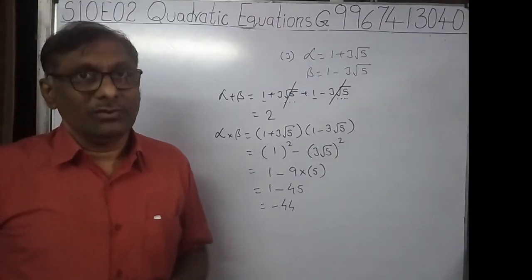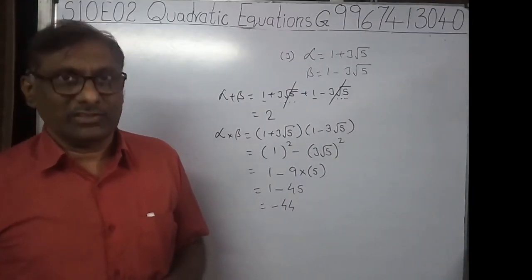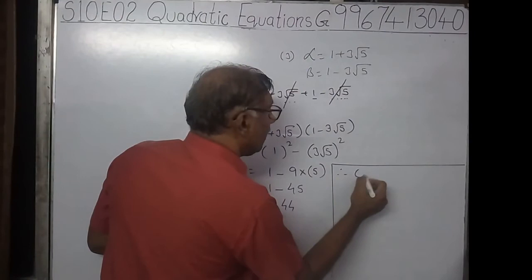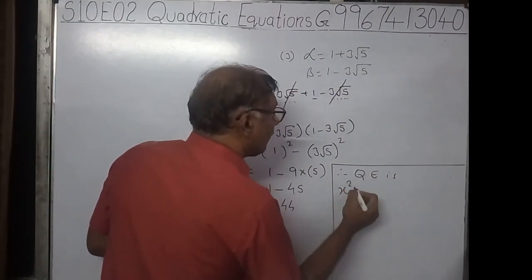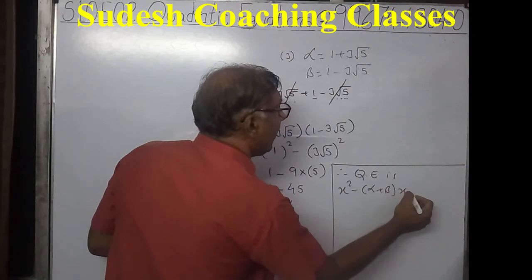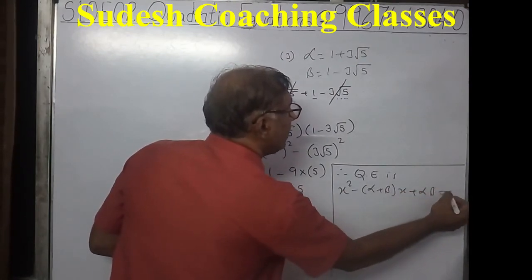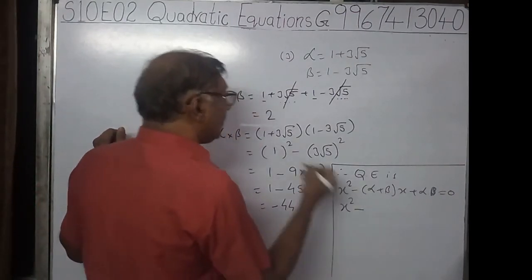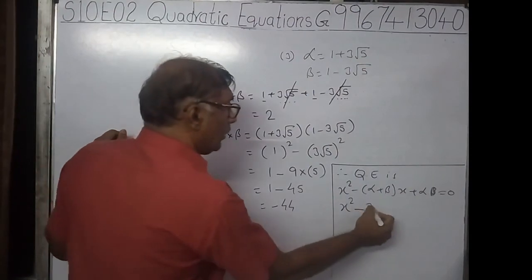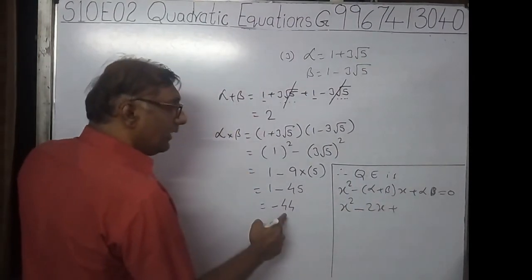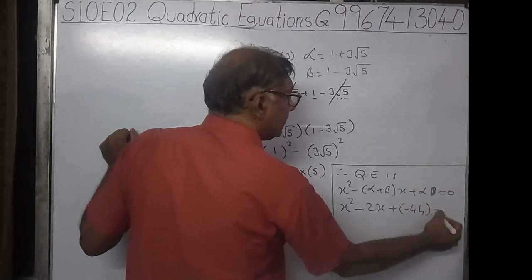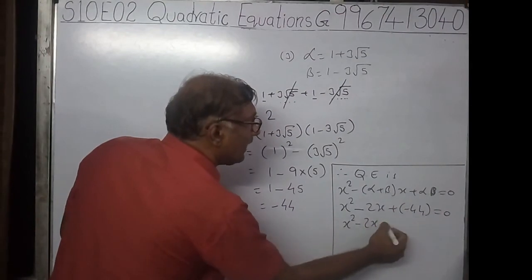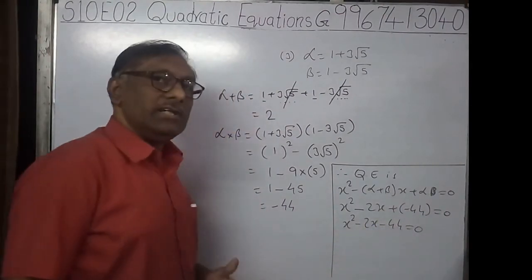Is that the end? No. We have to still find the quadratic equation. How? Here it is. Okay. Therefore, the quadratic equation is x square minus (alpha plus beta) x plus alpha into beta is equal to 0. So, here it is x square minus, what is alpha plus beta? 2x plus, what is alpha into beta? Minus 44. Put it in the bracket, is equal to 0. Next step, open the brackets. X square minus 2x plus minus 44 equal to 0.